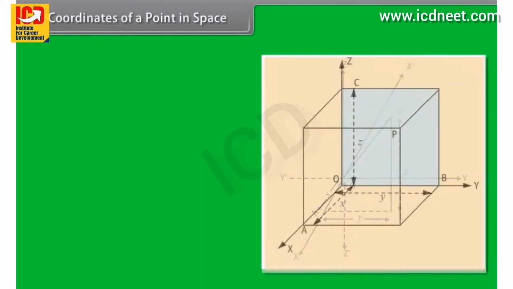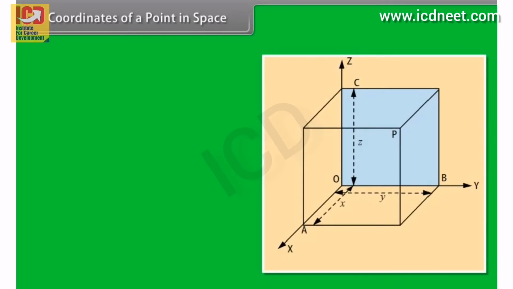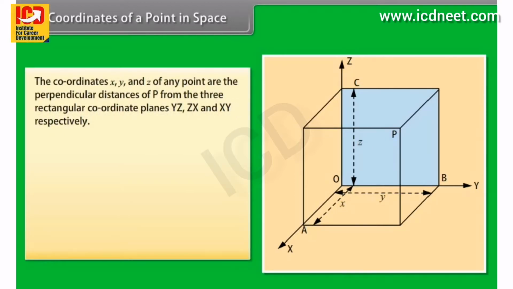Again, if we complete a rectangular parallelepiped through P with its three edges OA, OB, and OC meeting each other at O and OP as its main diagonal, then the lengths OA, OB, OC, that is x, y, z, are called the coordinates of the point P. The coordinates x, y, and z of any point are the perpendicular distances of P from the three rectangular coordinate planes YZ, ZX, and XY respectively.